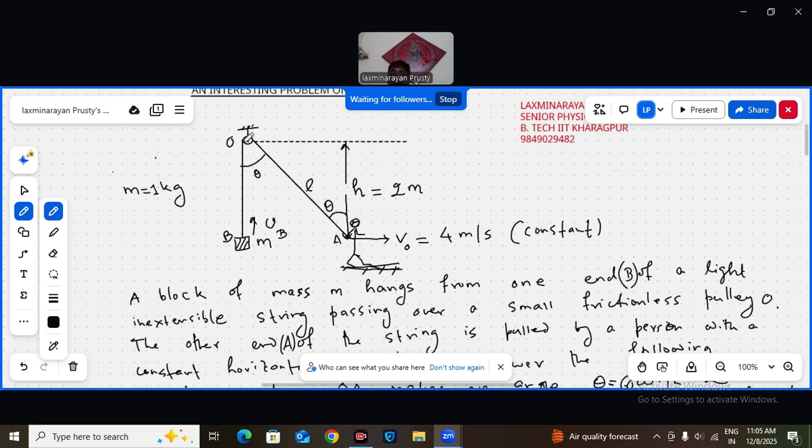So one part of the string is vertical, that is OB, and the other part of the string is slant, that is of length L. L is variable, of course; as the man moves, L will change in value. And the angle between OB and OA is theta. And that point A is at a distance h from the height of the pulley. The pulley is given as O, symbol O. The pulley is massless, the pulley is frictionless, the string is massless and inextensible.